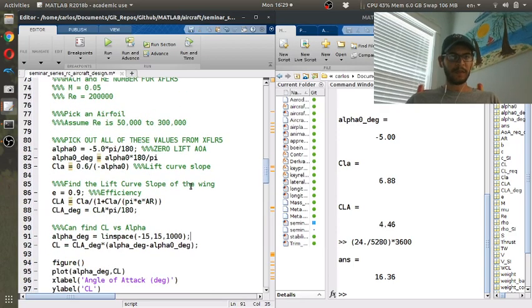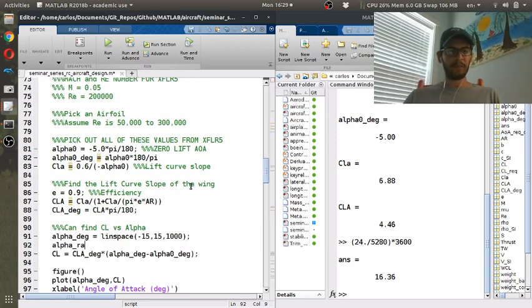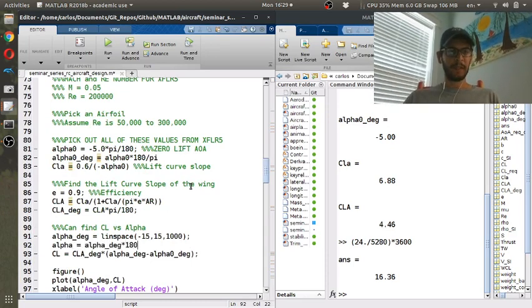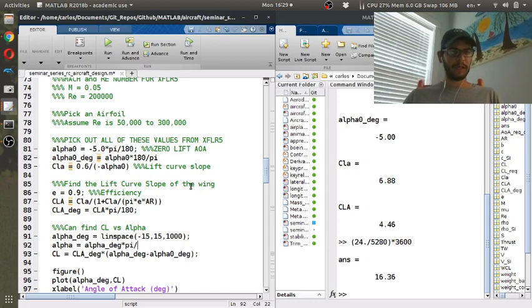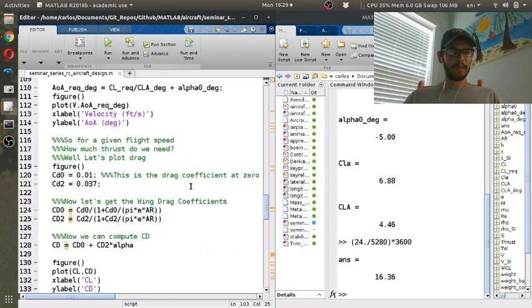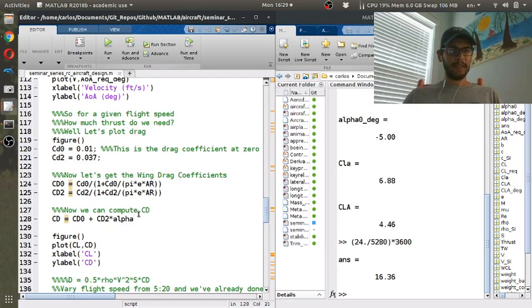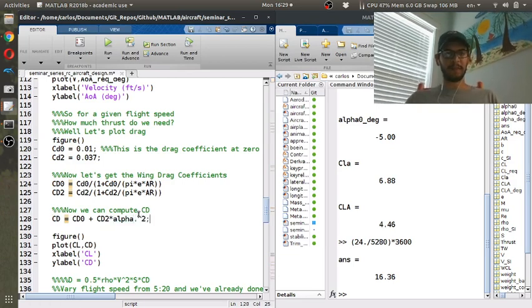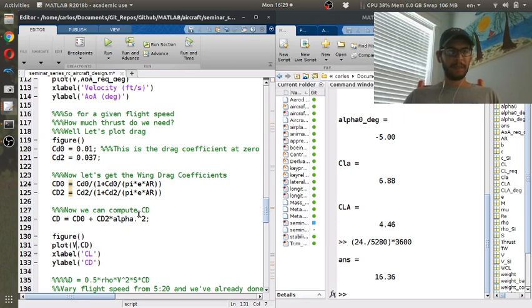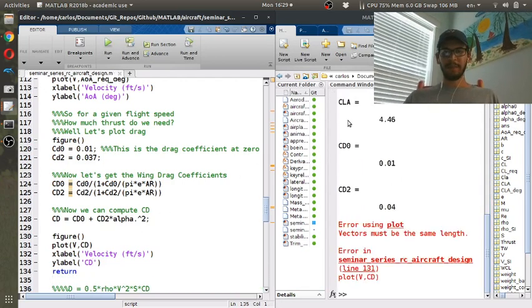So there's the vector. I don't have a radian version. So I'm going to do alpha is alpha degree times, no, pi over 180. Okay, so then that will give me CD is CD naught plus CD2 times alpha squared. And then I can plot V, comma CD, and X label is velocity in feet per second, and then this is CD. Okay, let's see what that does.